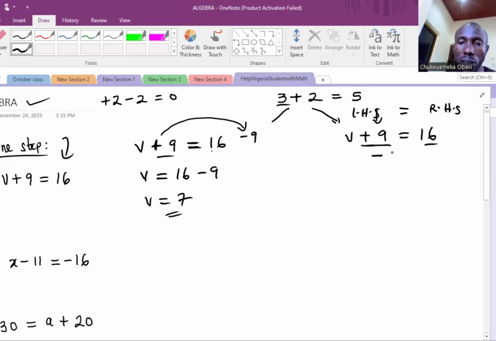So if I subtract 9 from both sides like this, see what's going to happen. Positive 9 minus 9 goes to 0. So I just have v. And 16 minus 9 is just 7.